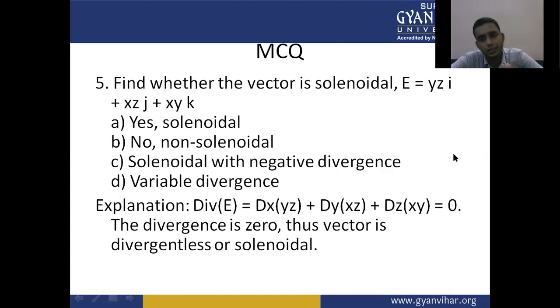Find whether the vector is solenoidal, that is, E equals yz in the i direction plus xz in the j direction plus xy in the k direction. The explanation for that is the divergence of E equals the derivative with respect to x of yz, plus the derivative with respect to y of xz, plus the derivative with respect to z of xy, which equals 0. The divergence is 0 because the vector is divergenceless, or solenoidal.